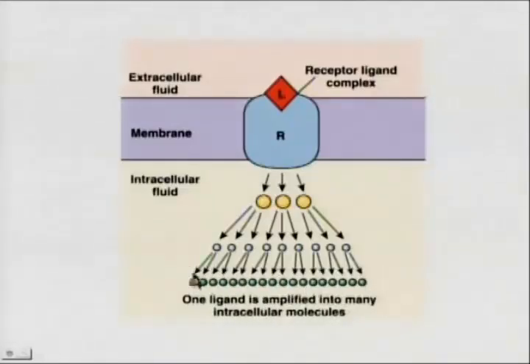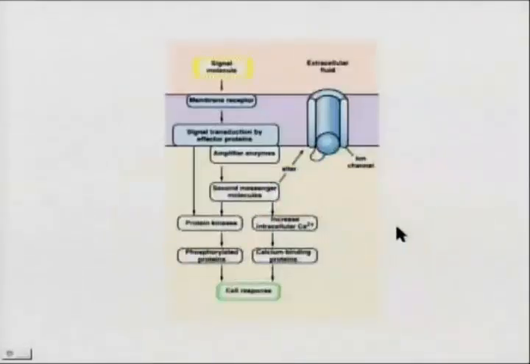These can be enzymes or calcium, whatever it may be. There's an amplification so that the impact of one receptor being ligated on the cell is magnified. So we continue to consider this: the signal molecule on the membrane receptor, signal transduction by the effector protein, the amplifier enzymes, the second messenger molecules acting on ion channels.